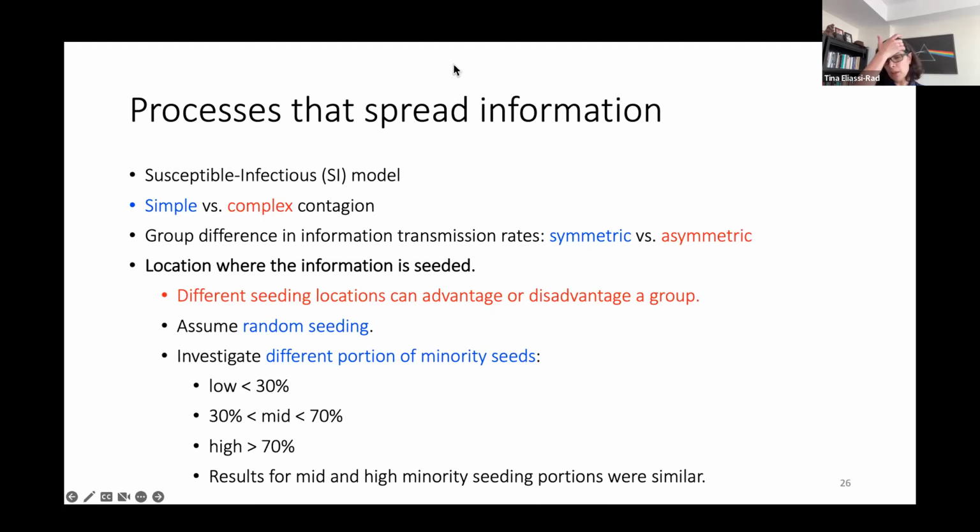So I'm going to talk about low minority seeding. That means less than 30% of your minority nodes have the information. Middle, which is between 30% and 70%, and high being greater than 70%. And because of time and because of similarity of results between mid and high minority seeding, I'll only talk about high minority seeding. Okay, so those are the processes.